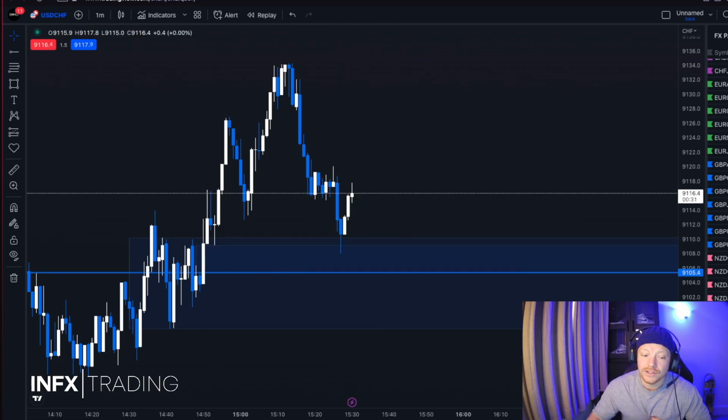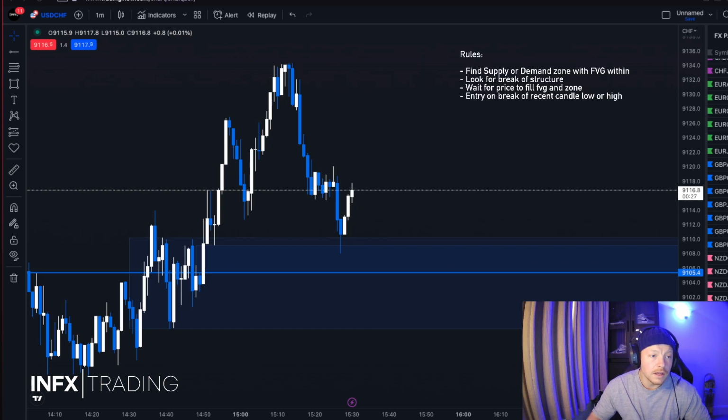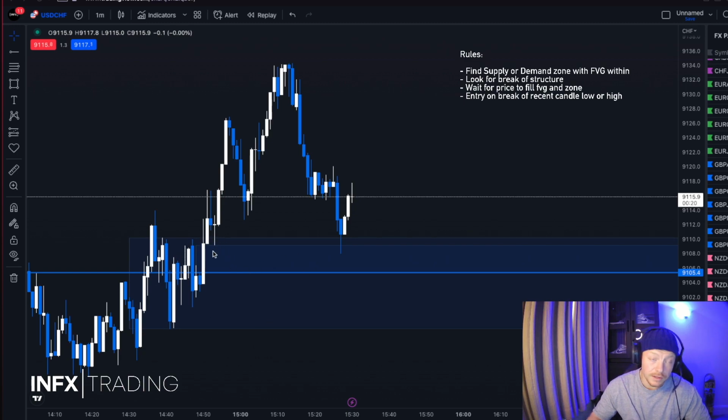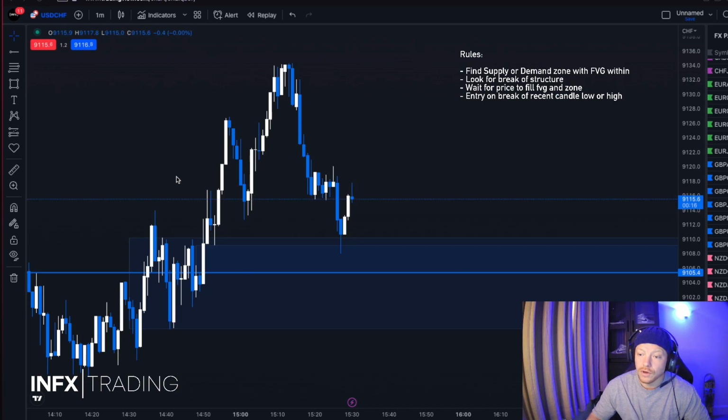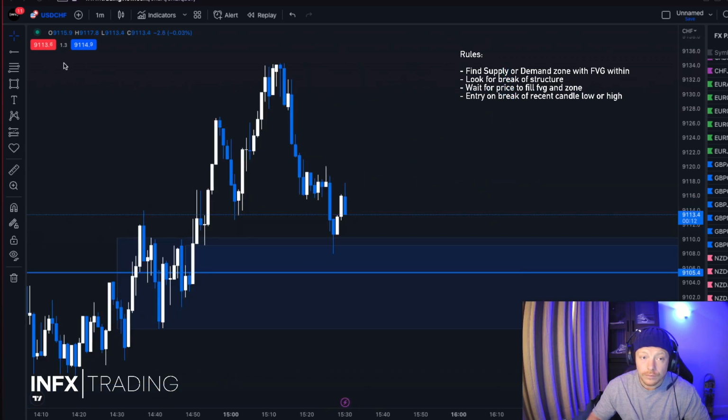So with our strategy, and if I put the rules up here, we're going to find a supply and demand zone with a fair value gap within. Okay, so we have found a demand zone with a fair value gap within. Look for a breaker structure. Okay, so we got our breaker structure from the zone, which broke all the structure to the left here. Wait for price to fill the fair value gap in the zone.